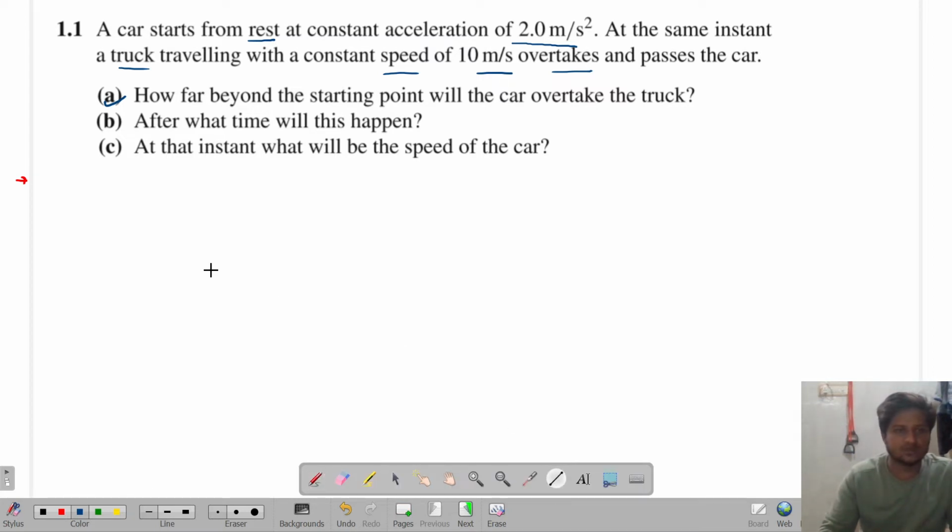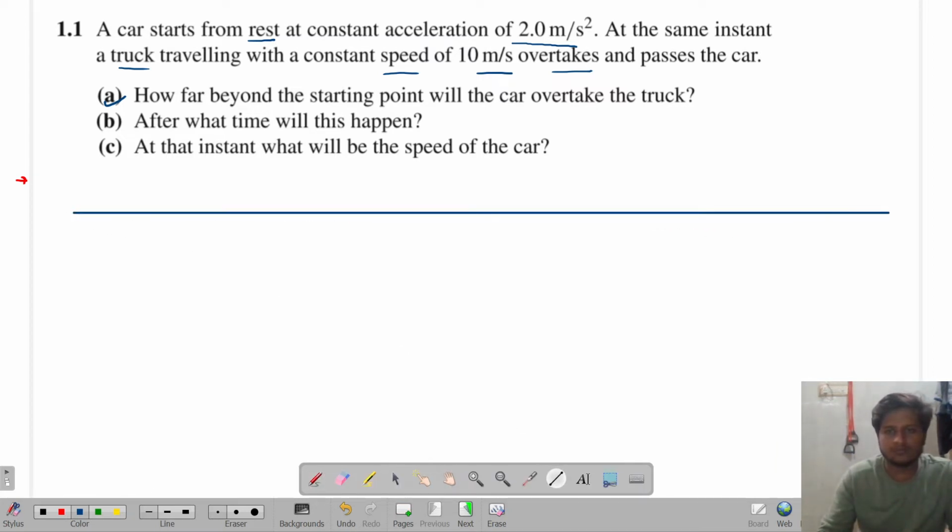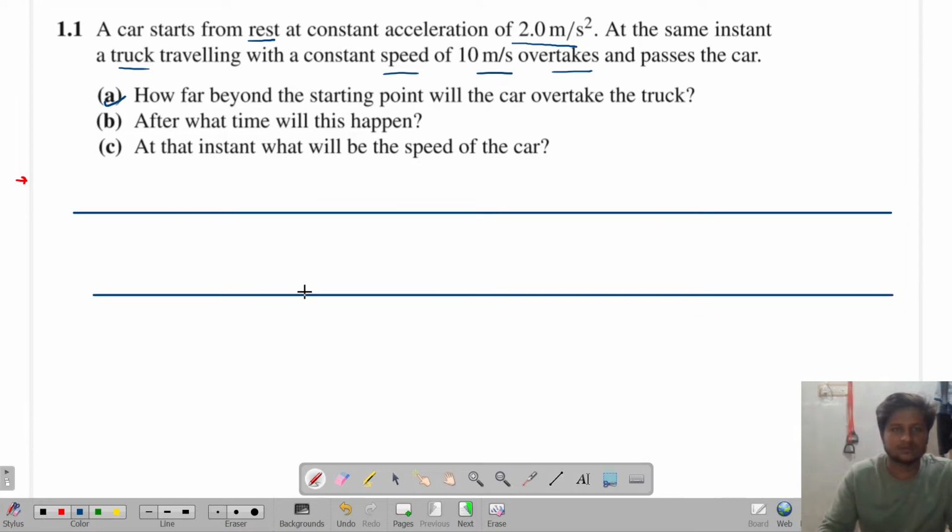Think, think fast. Two cases. Okay. That means that is 25 meter. What? 25 meter. No. Think again. That is why I told you this is tricky.